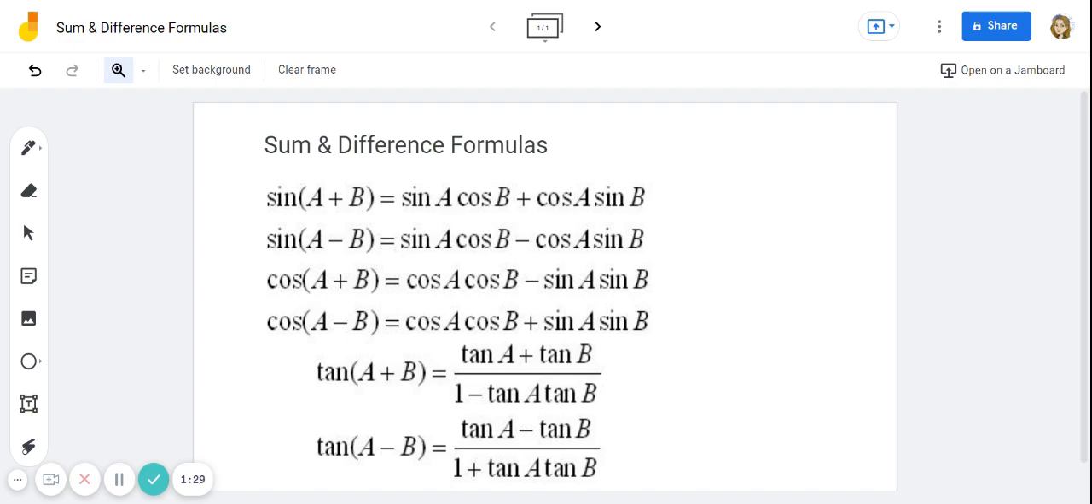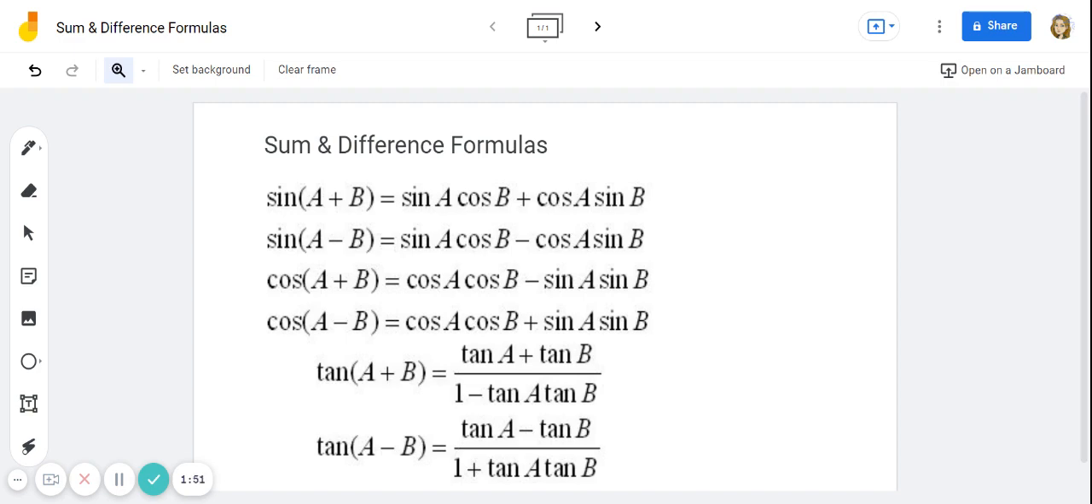And then you have your tangent formulas. Tangent of A plus B equals tangent of A plus tangent of B over 1 minus tangent of A times tangent of B. Tangent of A minus B equals tangent of A minus tangent of B over 1 plus tangent of A times tangent of B. Notice that these look really similar. The only difference is whether it's a plus or minus.